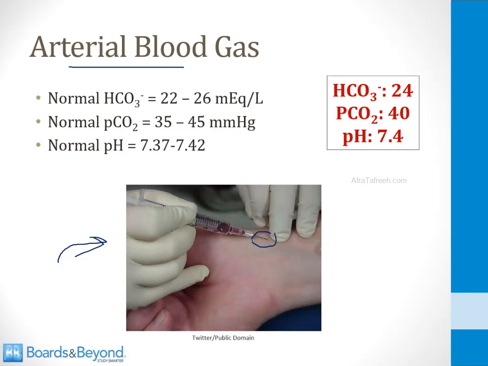And there are three numbers you get from an arterial blood gas that are important for the acid-base status of the body. The first one is the bicarbonate concentration. Normal is 22 to 26. The second number that you get is the partial pressure of carbon dioxide. Normal is 35 to 45. And finally, you get the pH. And as I told you before, a normal plasma pH is 7.37 to 7.42. And most people just remember these three numbers I've shown on the screen here, 24, 40, and 7.4. This is the middle of the range of normal for those three measurements.